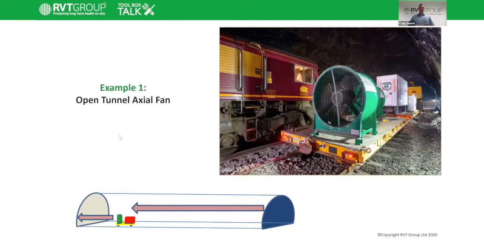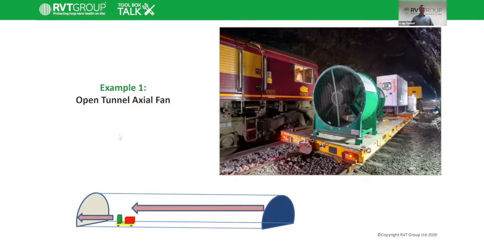Starting off, what we know as an open tunnel environment, and you can see the picture there showing an axial fan located within the tunnel. Now, a tunnel that is open at both ends is relatively straightforward to control. And there are several ways that this control measure can be implemented effectively.